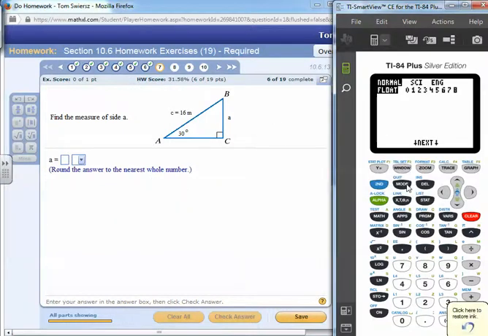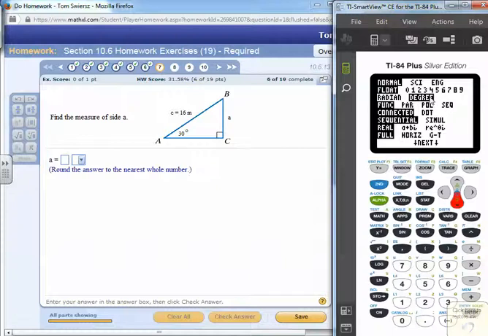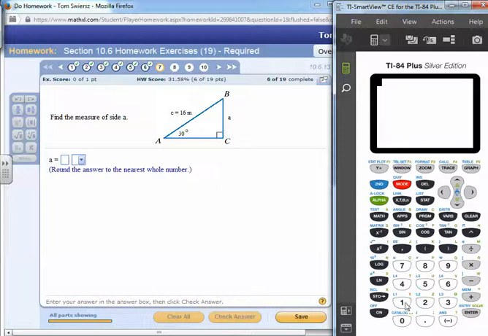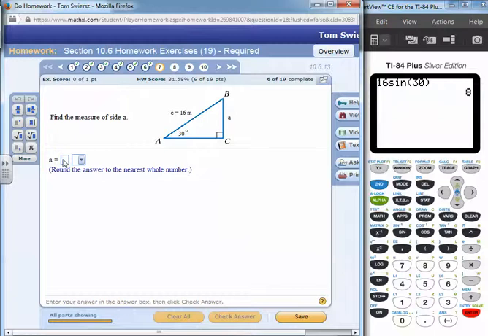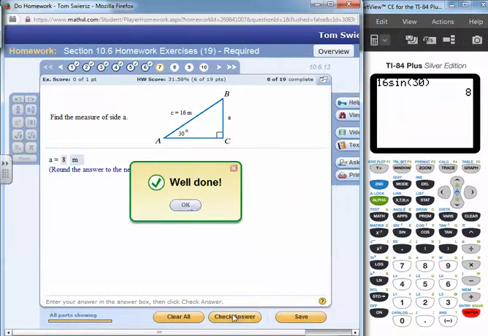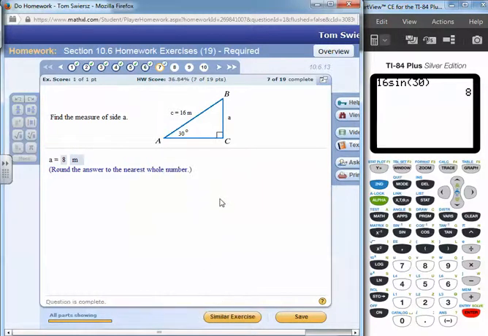Again, remember, you've got to go to mode, and go down to the third line and make sure degree is highlighted, hit enter, and then hit second quit. And now we've got 16 times the sine of 30 degrees. It automatically multiplies, and it comes out to be exactly 8, so we don't have to worry about rounding off. So it's 8, and the one side is in meters, so obviously this side is also given in meters.